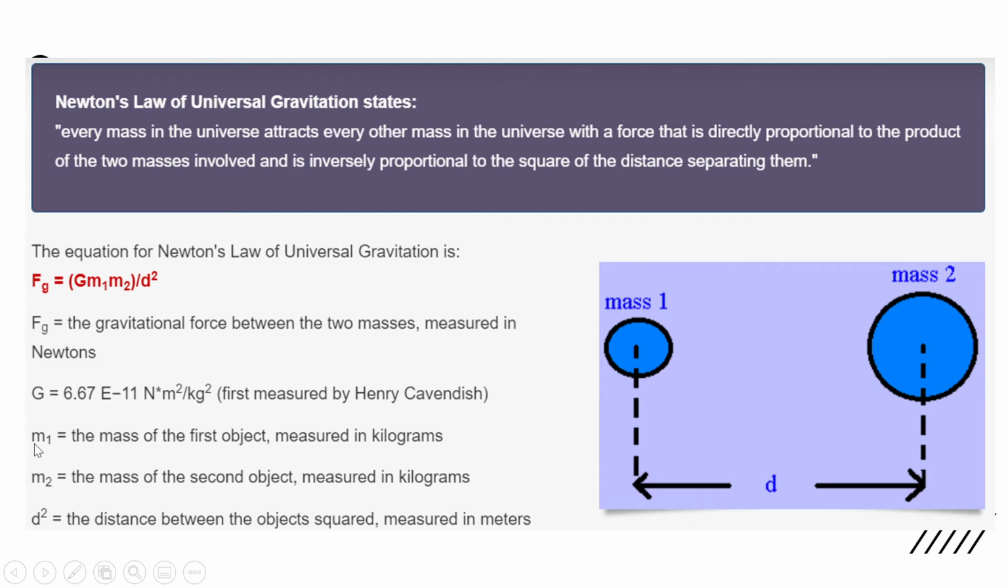So we have M1, which is going to stand for the mass of the first object measured in kilograms. We have M2, which is the mass of the second object that is going to be measured as well in kilograms. And lastly, we have D to the second power, which is the distance between the objects squared, measured in meters. Alright, so let's continue.